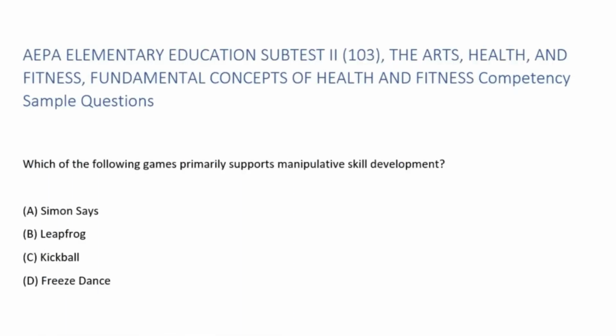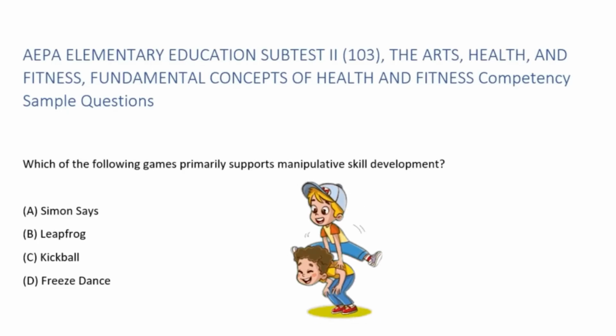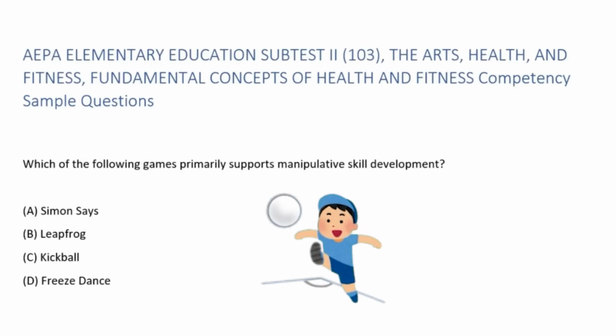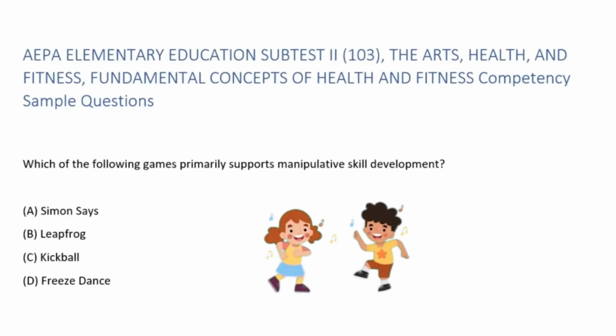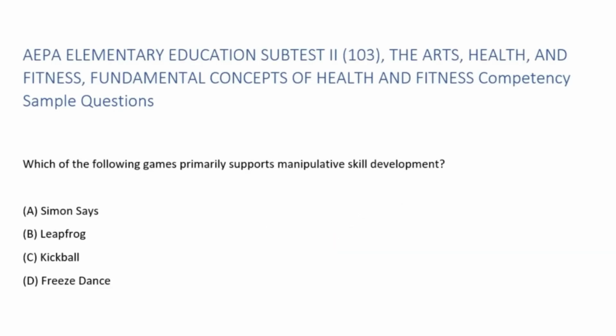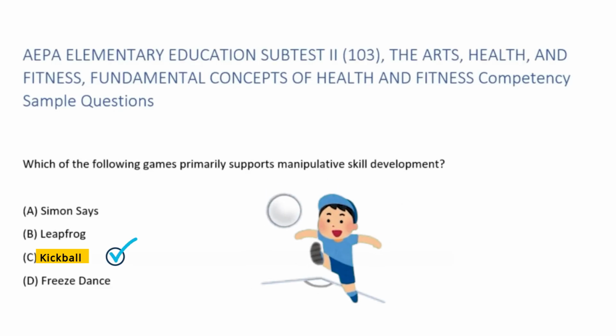Last question. Which of the following games primarily supports manipulative skill development? A, Simon Says, B, Leapfrog, C, Kickball, or D, Freeze Dance? The correct answer is C, Kickball. Manipulative skills involve controlling objects such as throwing, catching, and kicking. Kickball helps students practice all three.